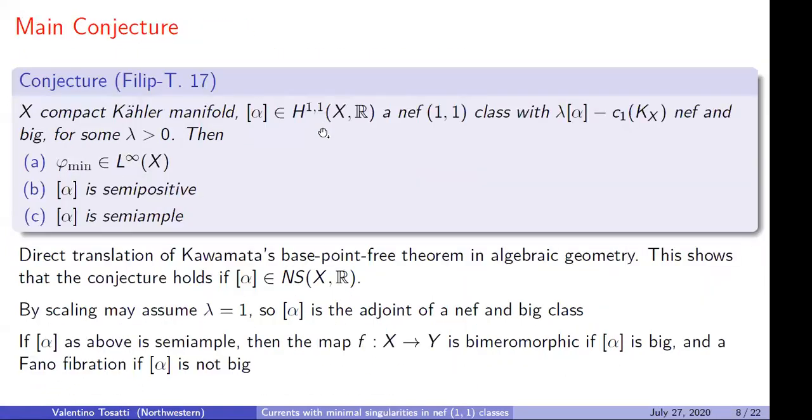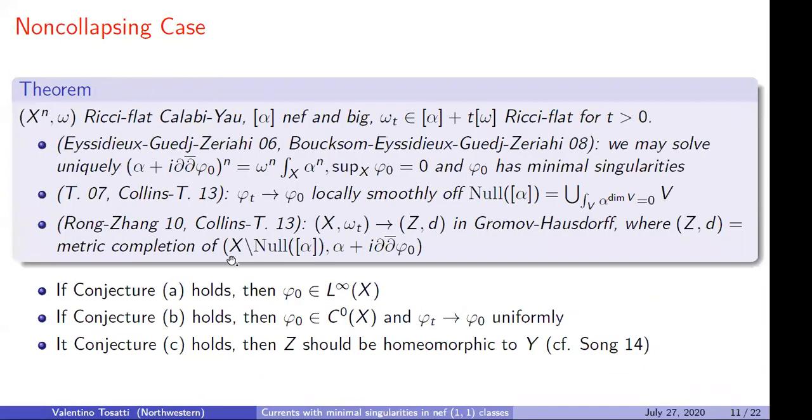I mean, I can show it again. Kx is 0, here it drops out. I mean, C1 of Kx drops out. So you just need alpha to be Neff and big. And the conjecture predicts that, for part A, so alpha is Neff and big, that's what we assume, phi 0 should be bounded. And if part B holds, then the class is actually semi-positive.